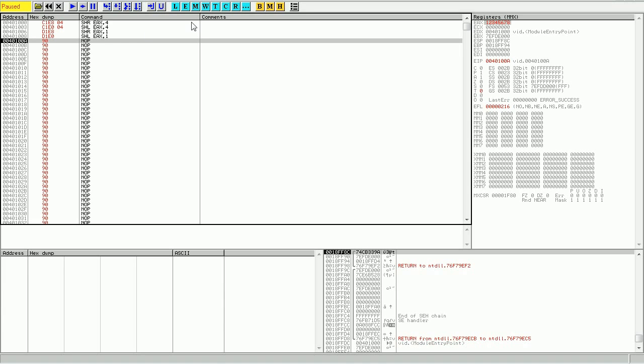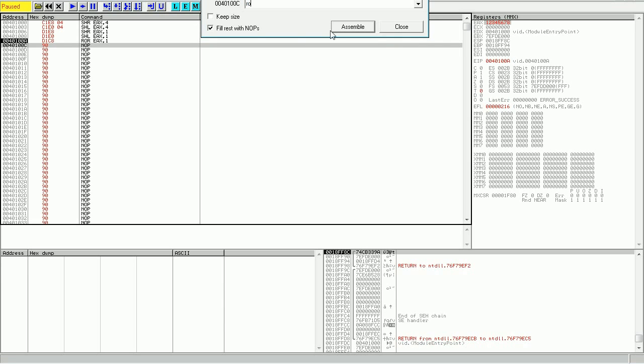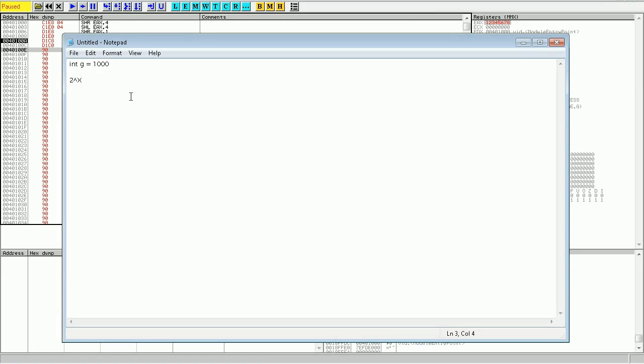So let's rotate right. Rotate right EAX by one. Rotate left. EAX by one. But before we actually execute those, let's pull up Notepad. So you have 100, or there we go. Got some random binary value. And I want to rotate by 2 bits. So that means to take these 2 bits and put them, rotate them to the front.